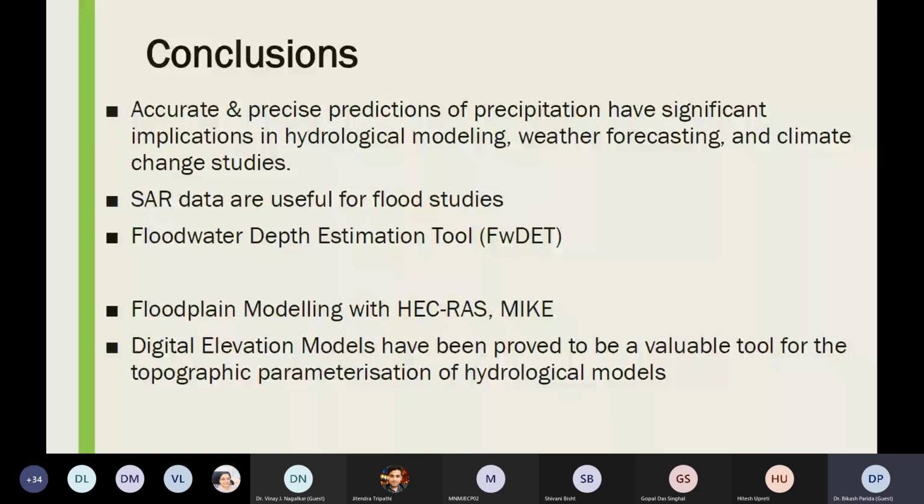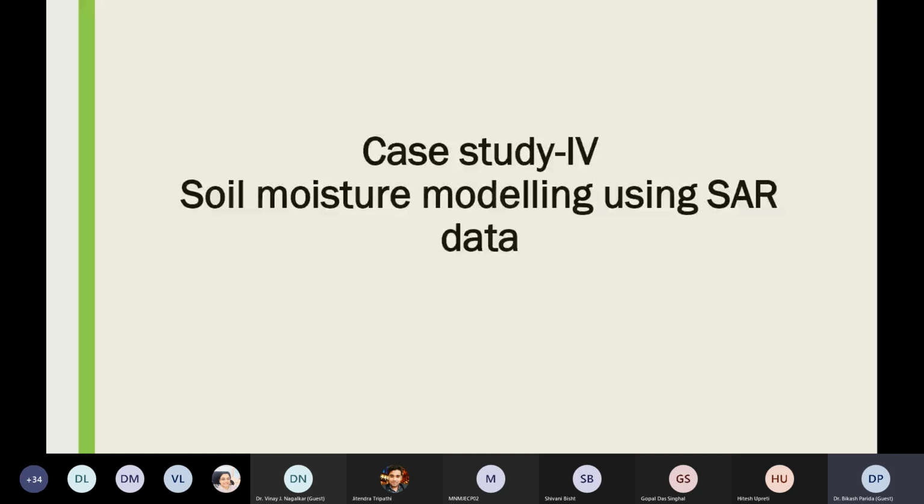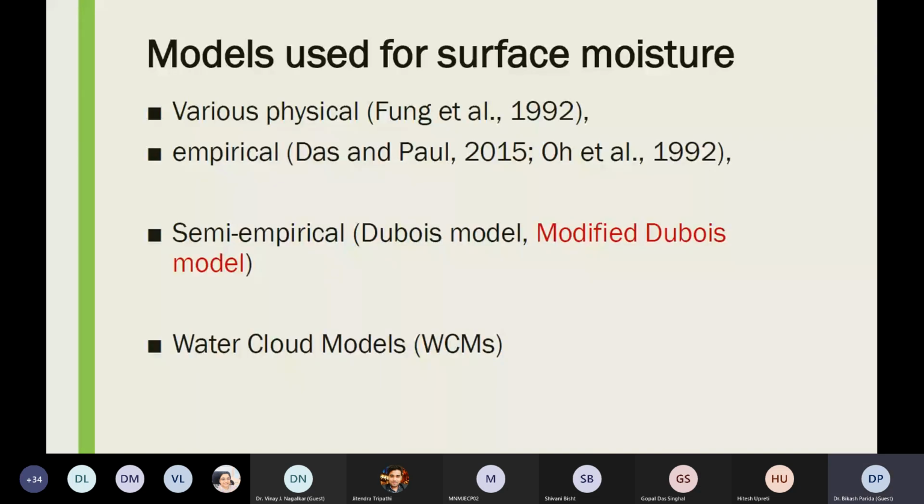There's a small part related to soil moisture modeling. With that, I will conclude how we can apply the SAR data for soil related studies. Soil moisture modeling. Many people are working on the soil moisture part, so there are various models. Since the 90s, many people have been trying to do these calculations, and various models have been generated.